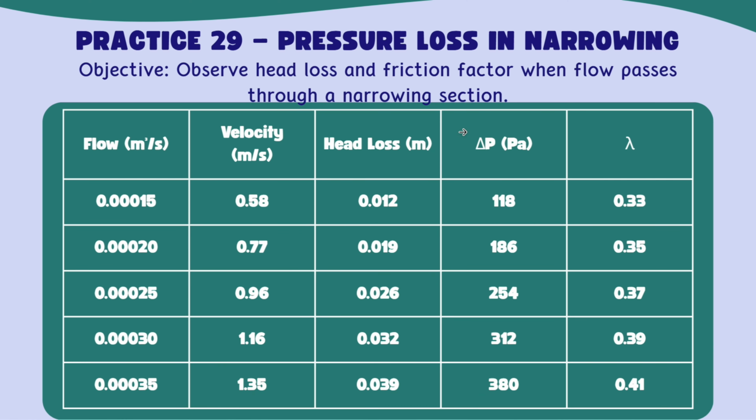In practice 29, we investigated flow through a narrowing. As the flow rate increased, pressure loss and head loss both rose, and the friction factor lambda slightly increased. The contraction caused turbulence and higher energy dissipation. This proves that sudden pipe reductions lead to significant pressure drop and turbulence zones.